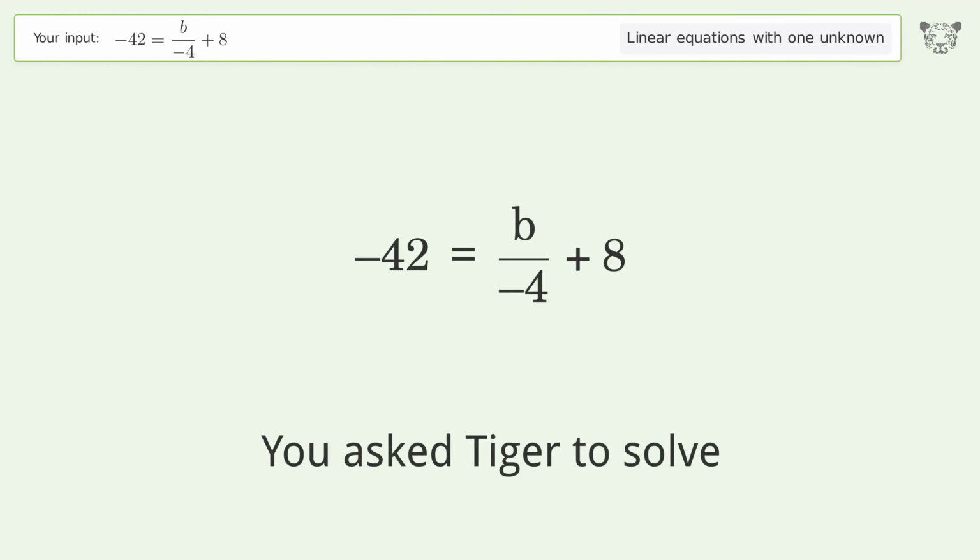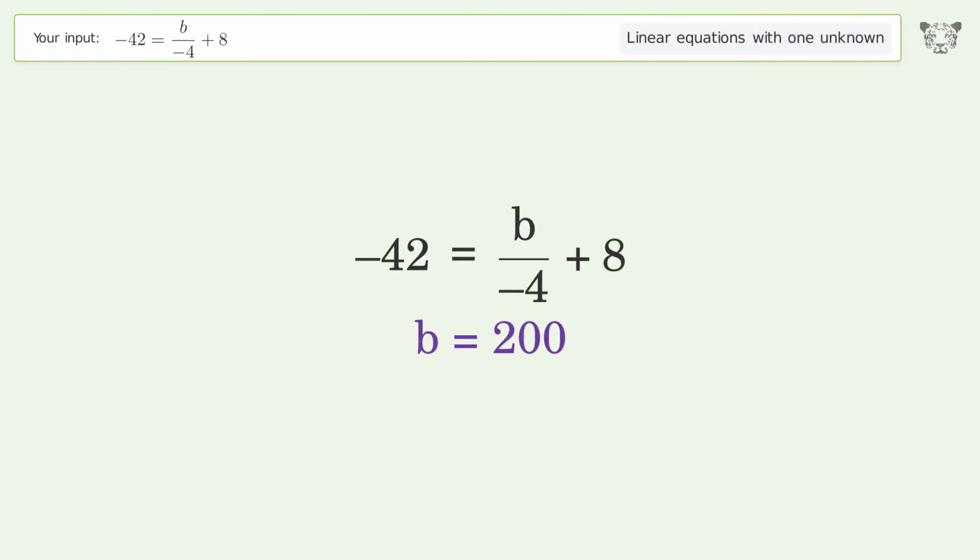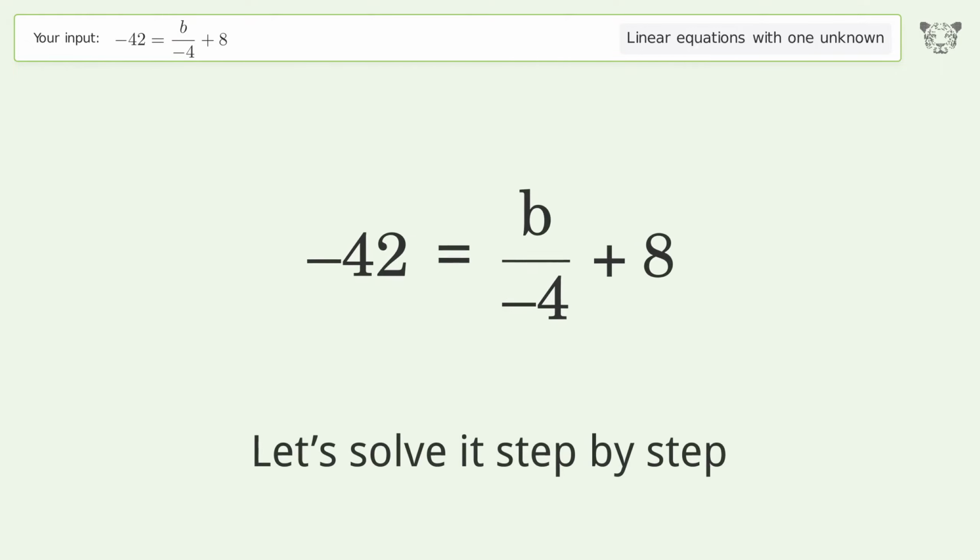You ask Tiger to solve. This deals with linear equations with one unknown. The final result is b equals 200. Let's solve it step by step.